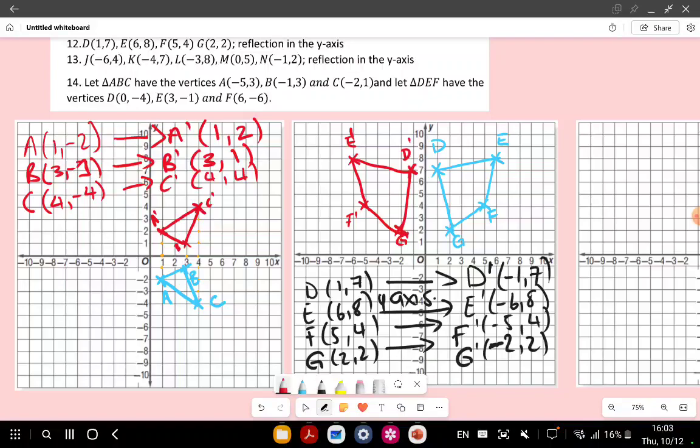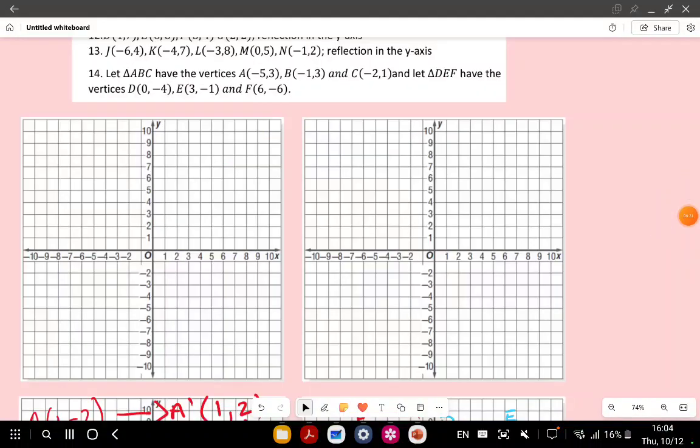Let's do 13 and 14. Okay, so question 13. Let's start with our blue. J is negative 6, positive 4. K is negative 4, positive 7. L is negative 3, positive 8. M is 0, 5. N is negative 1, positive 2. Now we connect the dots. That's your sketch.